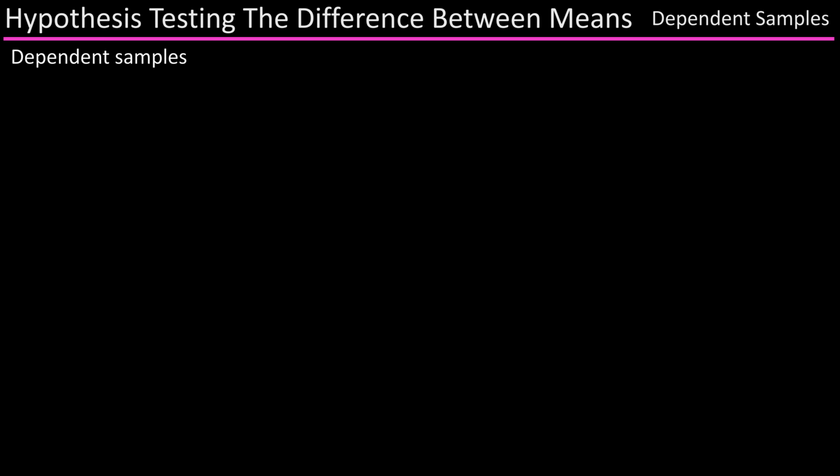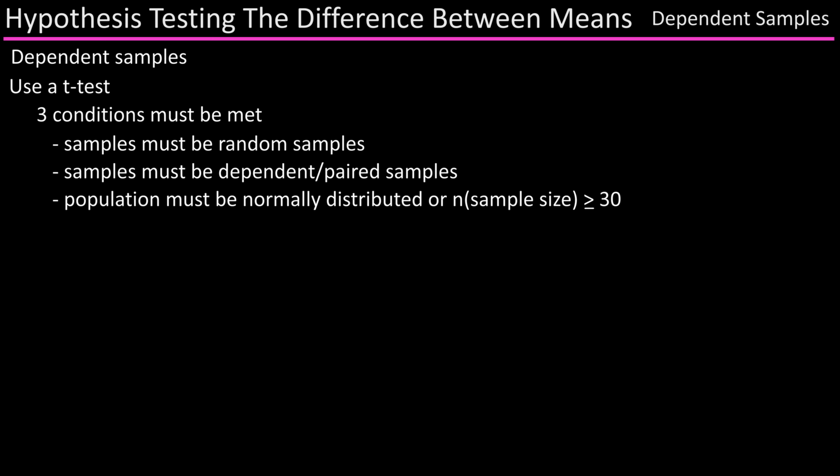less than or equal to 0 paired with greater than 0, and greater than or equal to 0 paired with less than 0. When testing dependent samples, we use a t-test, and there are three conditions that must be met. The samples must be random, the samples must be dependent or paired, and the population must be normally distributed, or the sample size must be greater than or equal to 30.